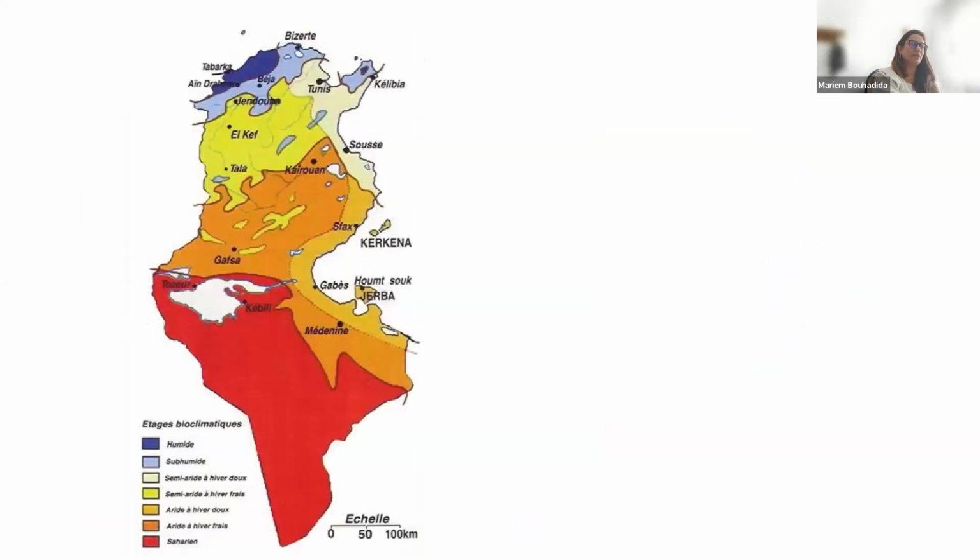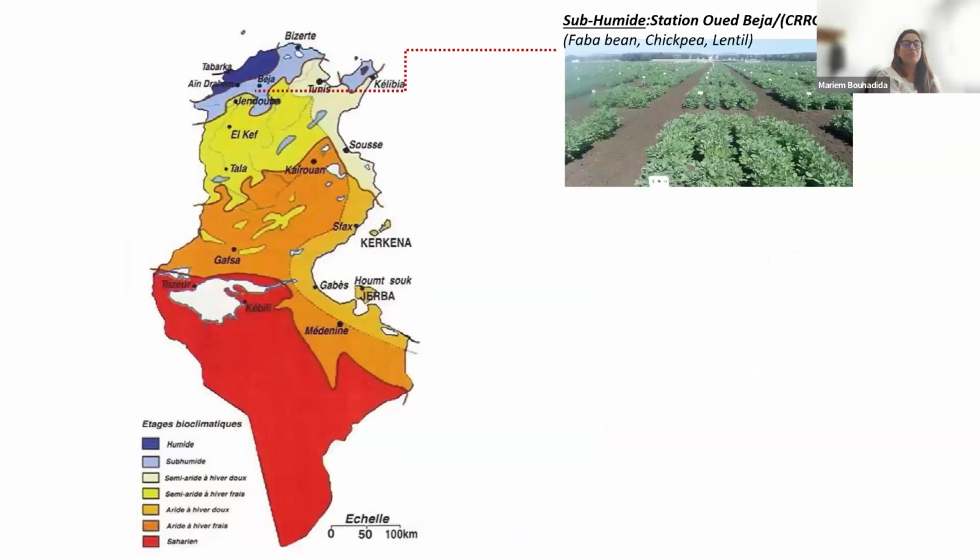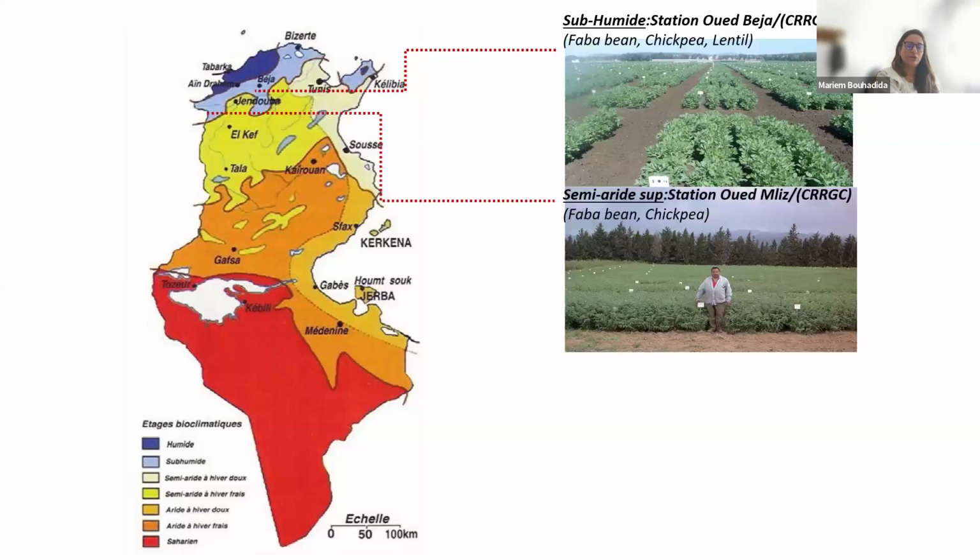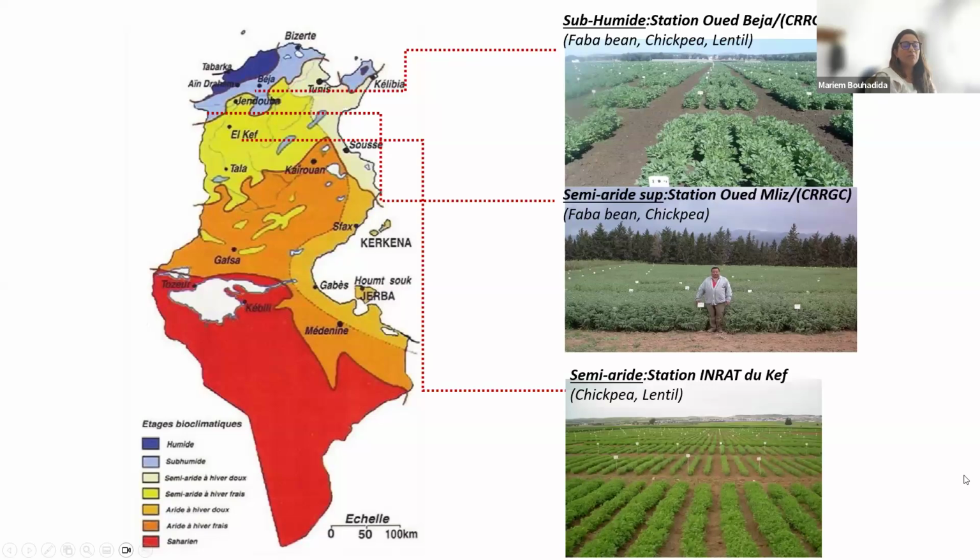For that, we are conducting our trials in three main experimental stations. We have three main experimental stations in Tunisia, belonging to different bioclimatic zones, where we are conducting our trials of faba bean, lentil, and chickpea, and where we are testing our material.